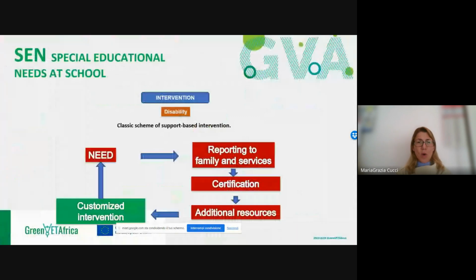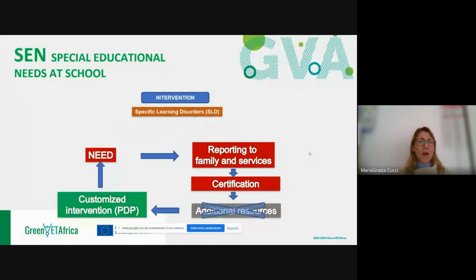So this is a classic one. What we do when there are some specific learning disorders, something for which you need special educational tools. We start from the need, we report to the family, eventually to the social services if we need that. We have a certification, and we have to prepare a customized intervention, which is the personalized learning plan.